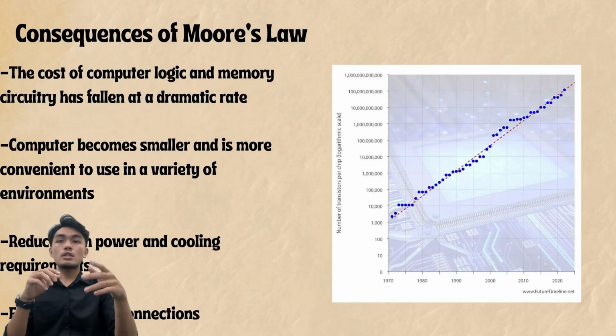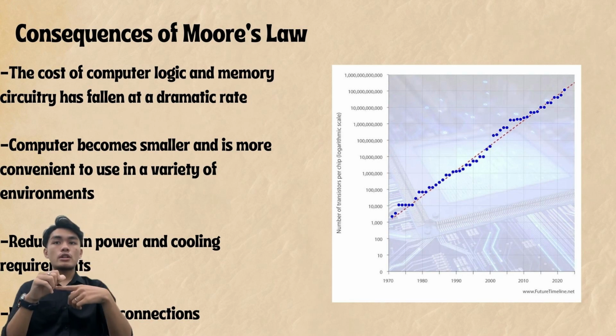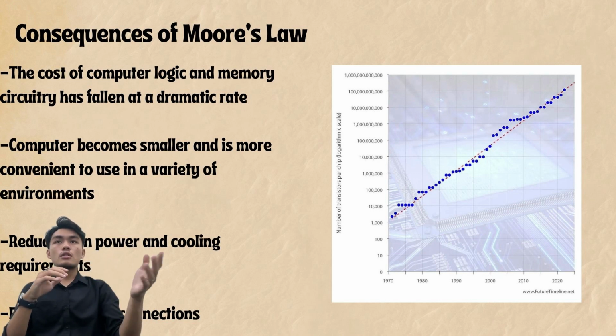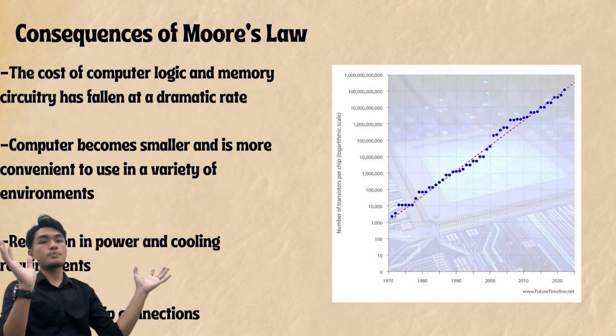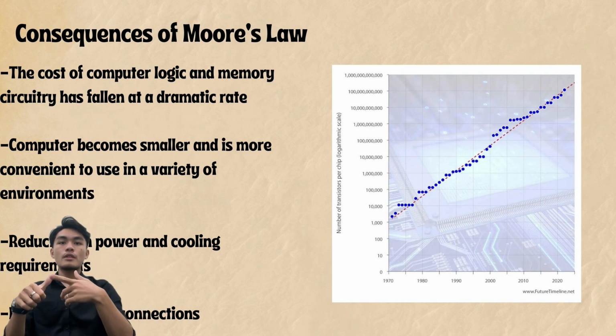Okay, the consequences of Moore's law. There are 4 that I put. First, the cost of computer logic and memory circuitry has fallen at a dramatic rate. The computer becomes smaller and more convenient to use in a variety of environments, like the laptop. For example, there's the old computer called ENIAC. The ENIAC was larger, bigger than this room, and it cost more money and more time, and there were a lot of components that needed to be replaced and so on.